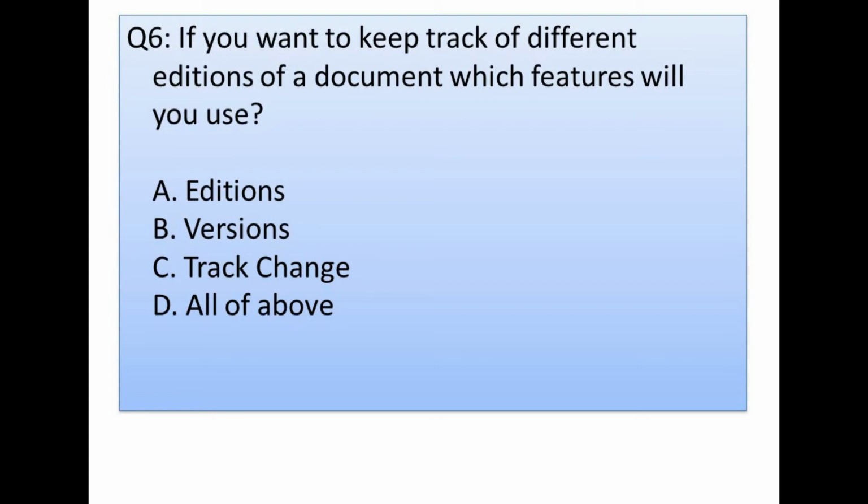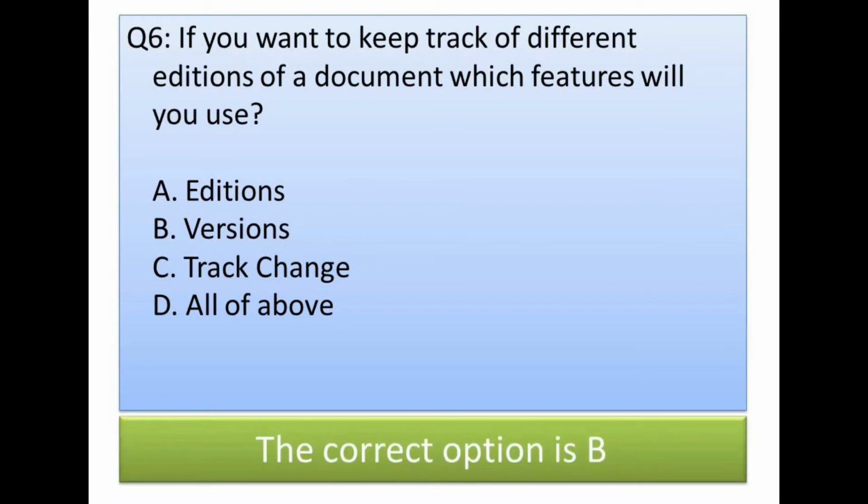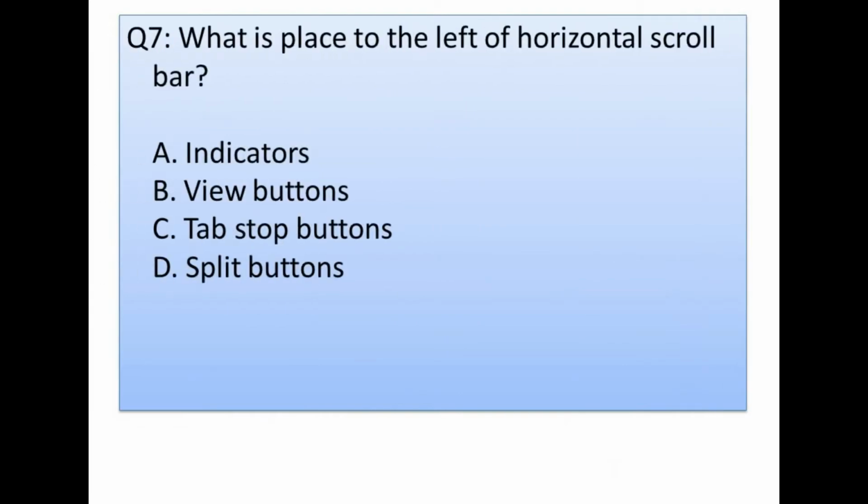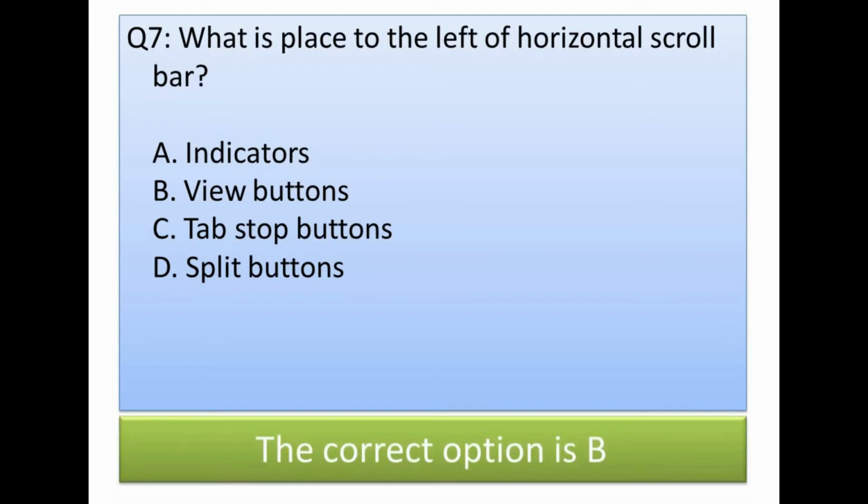If you want to keep track of different editions of a document, which feature you will use? Editions, versions, track change, all of the above. So the correct option is B. What is placed to the left of horizontal scroll bar? Indicators, view buttons, tab stop buttons, split buttons. So the correct option is B.